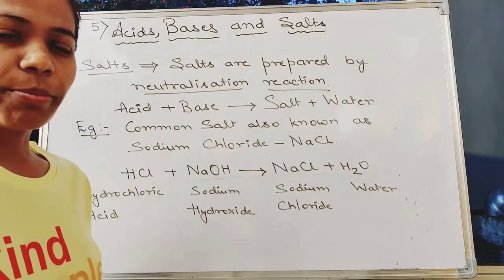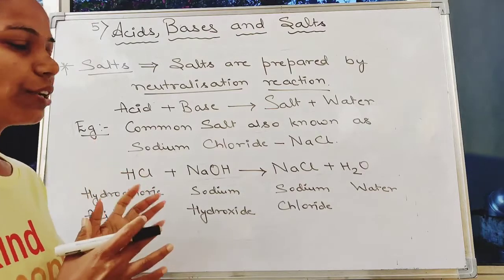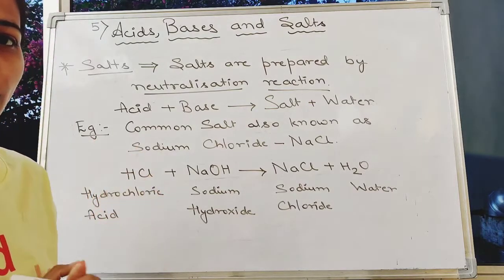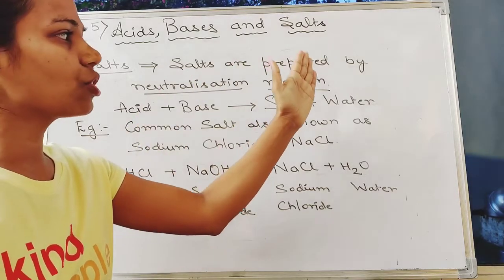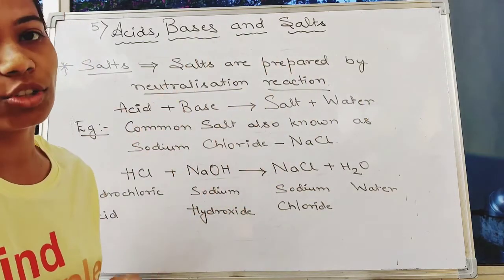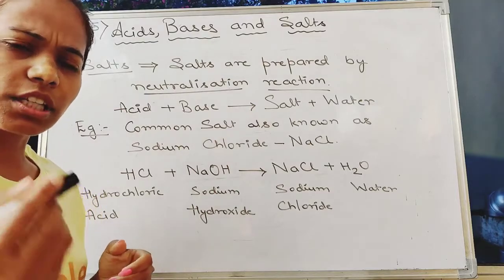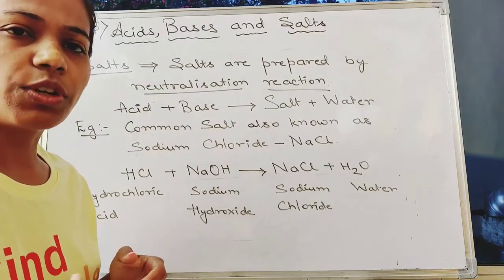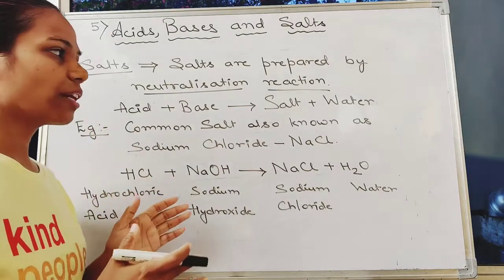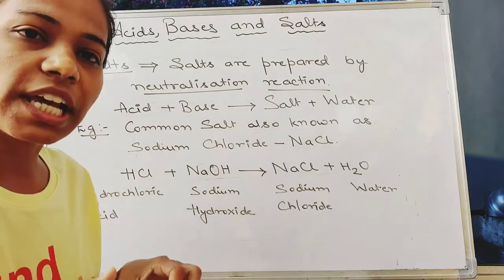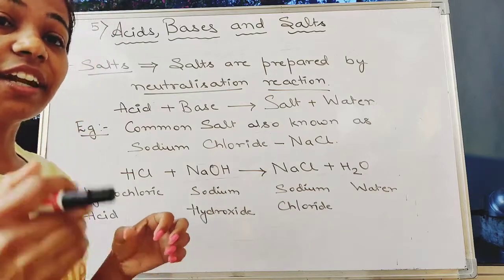A very small topic from the chapter, children, that is salt, is remaining. Let's have a look quickly over this topic. Salts are the substances which are prepared by neutralization reaction. Children, we had seen in the last lecture what we understand by neutralization reaction. Those reactions, children, which neutralize the effect of acid and base.